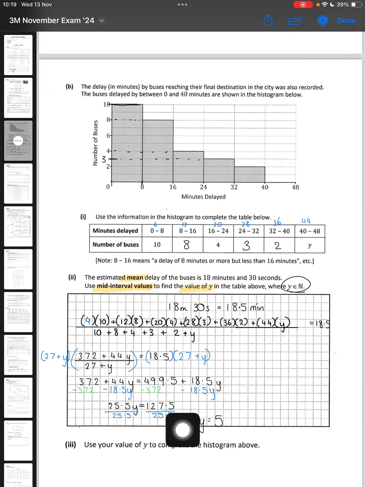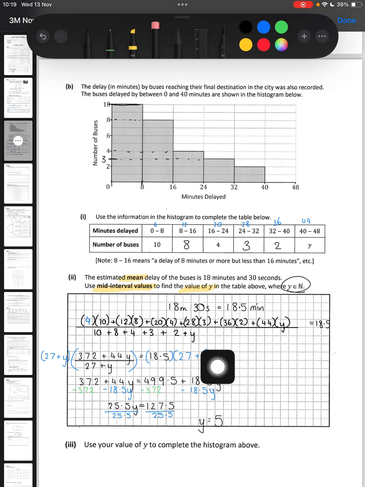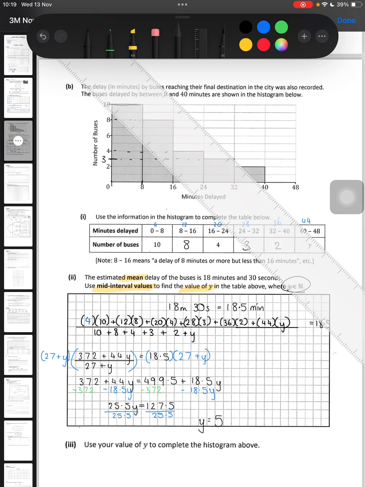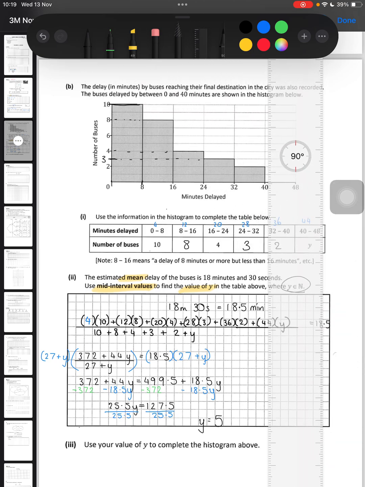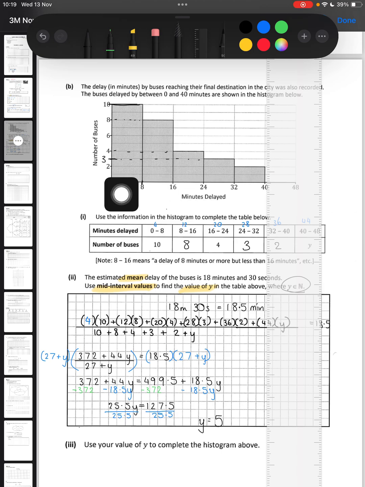We know that we found y is 5, so I need to fill this in up to y is 5. Now, it's a histogram, a type of diagram, so you should be using pencil. You also should be using your ruler here. We need to go up as far as 5. So halfway between 4 and 6 is this grey line here. So there is where I'm going up to.